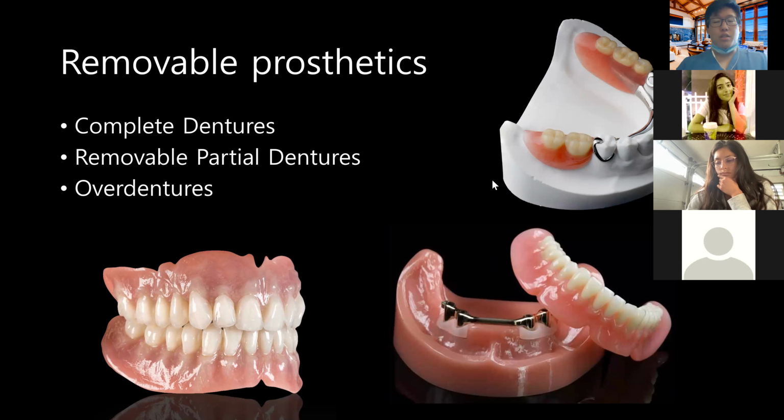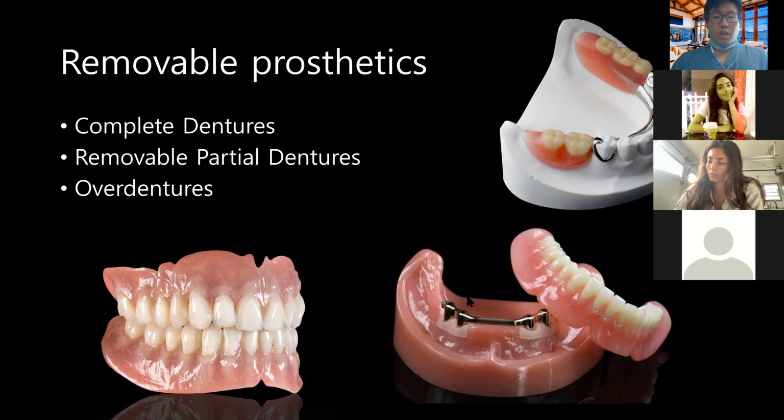Removable partial dentures is replacing only part of the arch. So as you can see on the top right, only some teeth are being replaced, and the rest of the teeth are kept, and a few of the teeth are being utilized sort of to hold the denture in place.